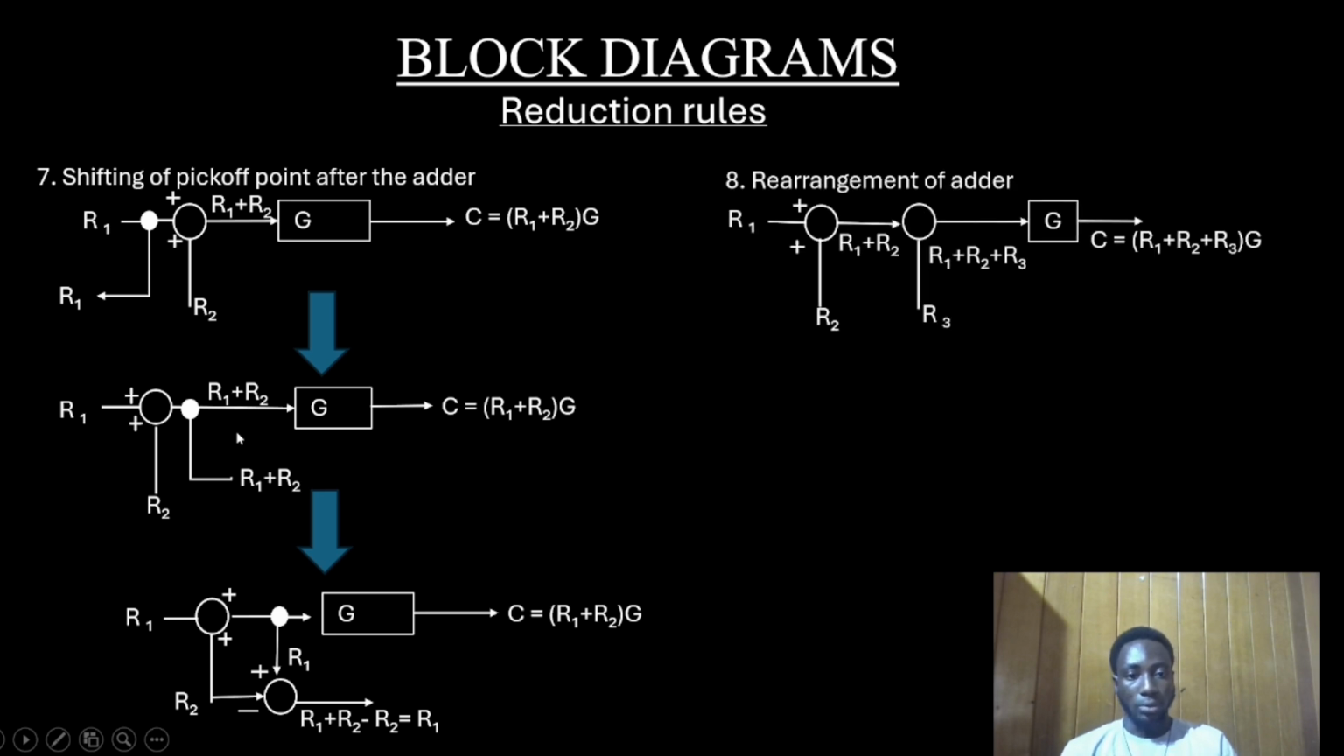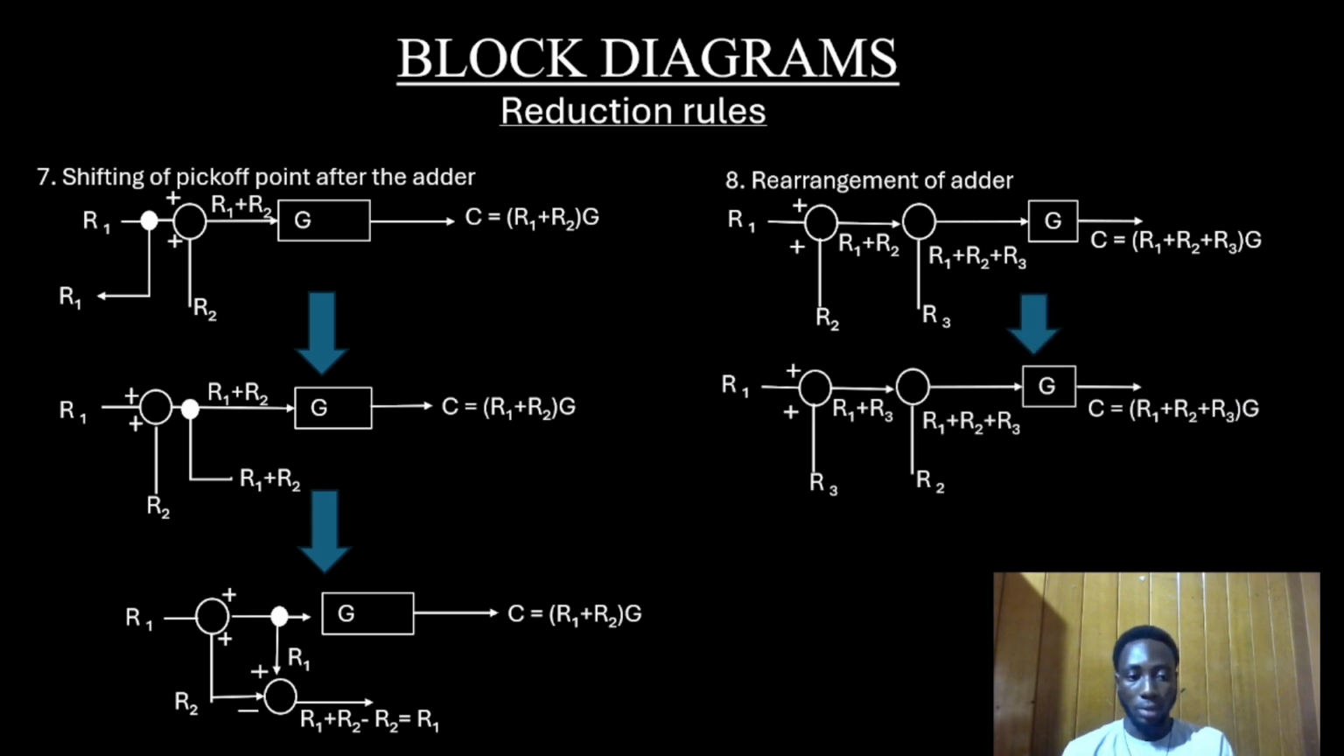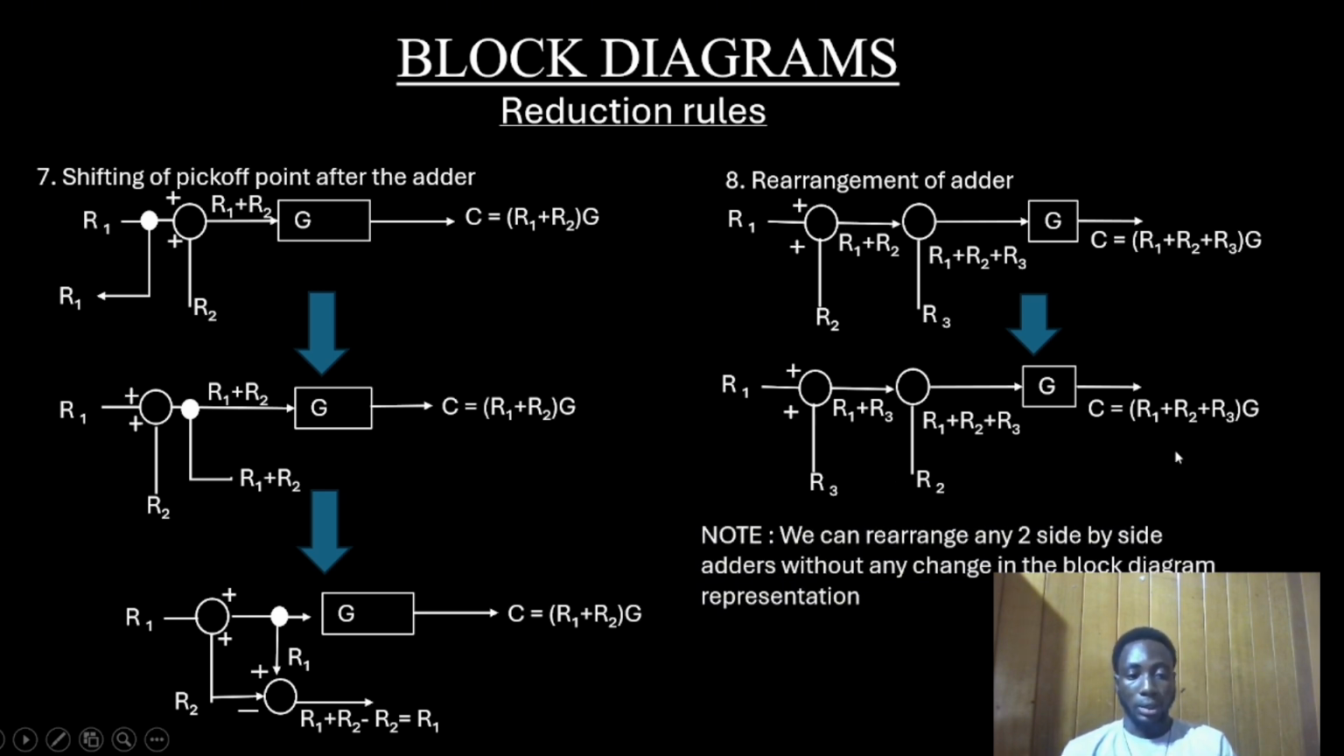The next rule is the rearrangement of the adders. So we have R2 and R1 being further added to R3 over here and giving us this result. After passing two blocks J, we have R1 plus R2 plus R3 times J as our final output. After switching them, we still have the same output. After switching R2's adder with R3's adder, we still get the same output. This proves that we can rearrange any two side-by-side adders without any change in the block diagram implementation.